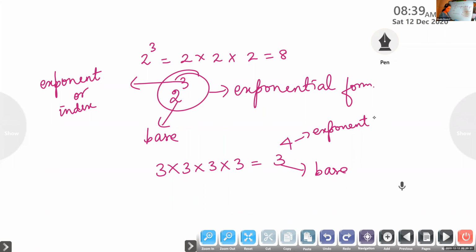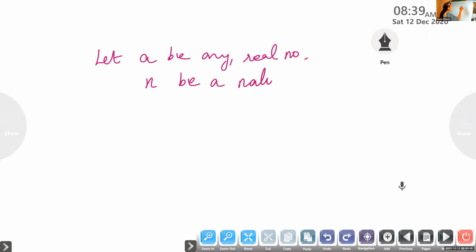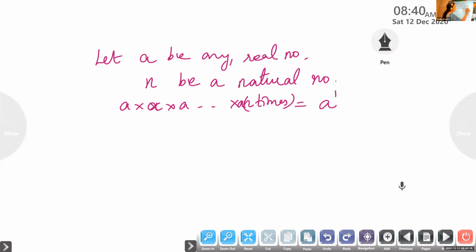Okay, so in general, the exponential form is defined as follows. Let a be any real number and n be a natural number. Then a into a, multiplied n times, is denoted as a raised to n. This is the exponential form.